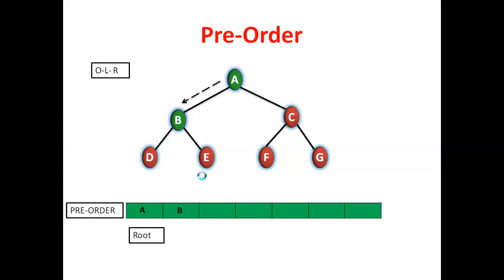So now visit the D node. So print D node because we don't have any subtree for D. That's why I'm printing directly D here. Okay, coming to the point here.